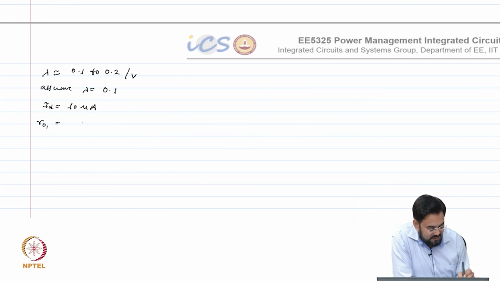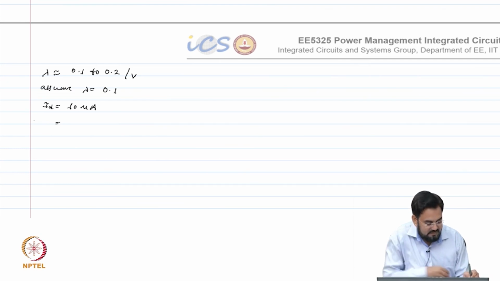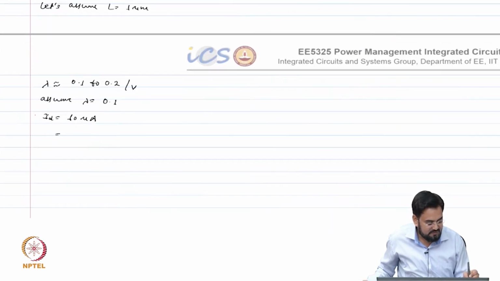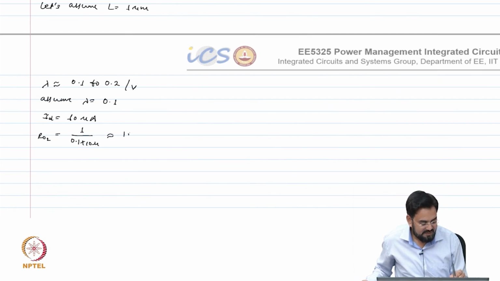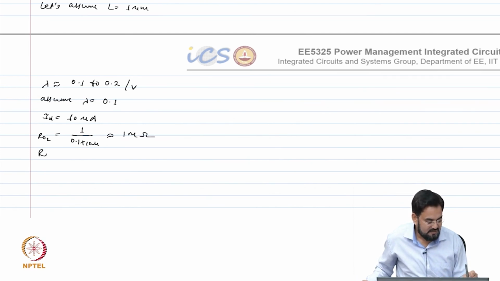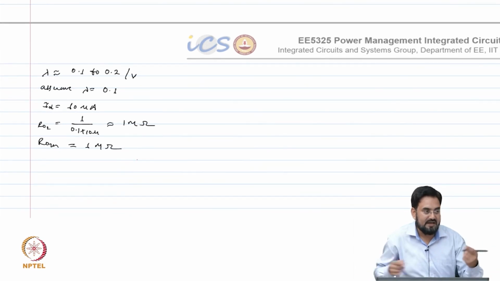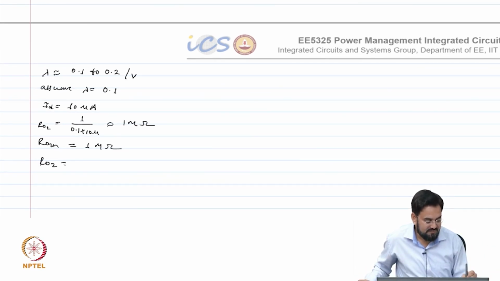So, RO2, or let us calculate, let me see what we define it. RO2 equal to 1 over 0.1 into 10 micro, which is 1 mega, and RO2N also 1 mega ohm, correct. And they will be in parallel. So, your RO2 will be 500 kilo ohm.